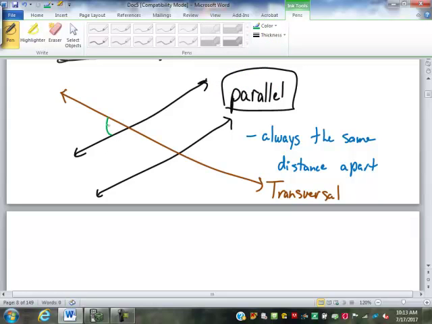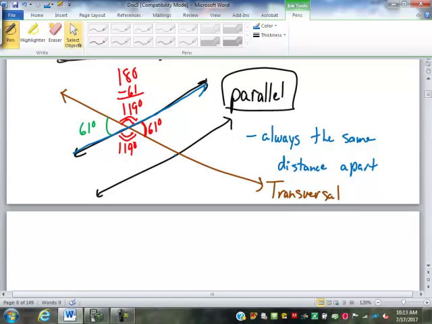So, if this angle right here is 61 degrees, what's this angle right here going to be? You got it. 180 minus 61 or 119 degrees. How about this one over here? That one's 61. Remember those vertical angles we discussed a couple weeks ago. How about this one? 119 again.